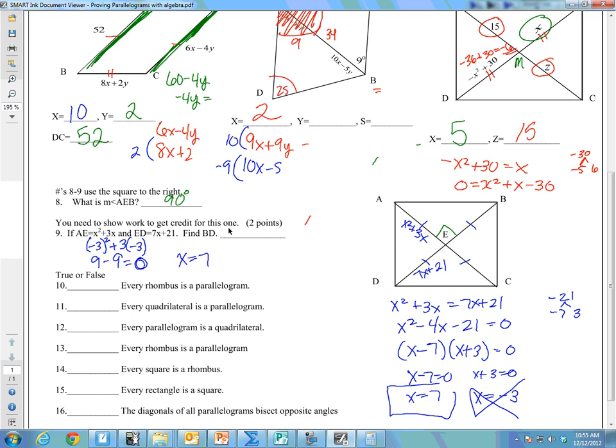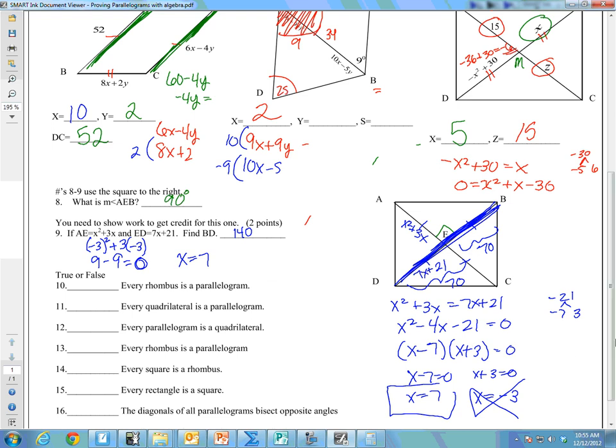Now it asks to find BD. A lot of people put the answer to be 7. BD is this segment right here. What is that length? Well, we know that this is already 70. 7x plus 21. 7 times 7 is 49 plus 21 is 70. So this has to be 70. So BD is 140.